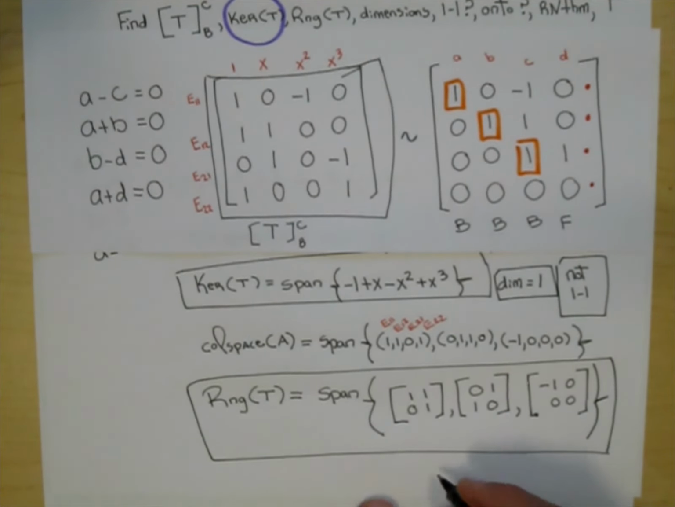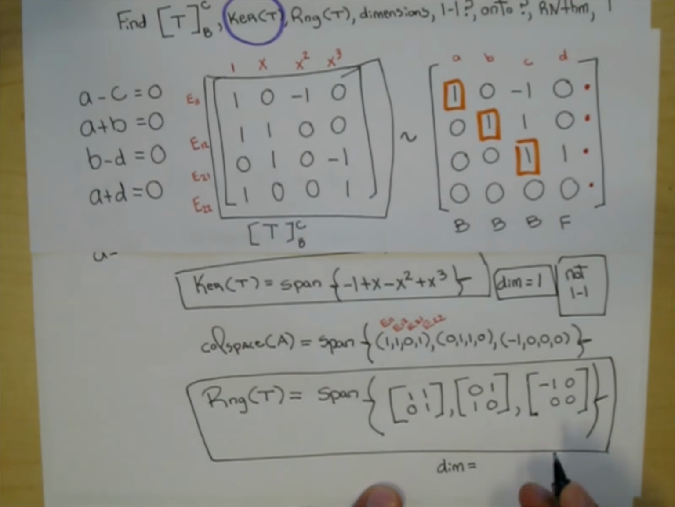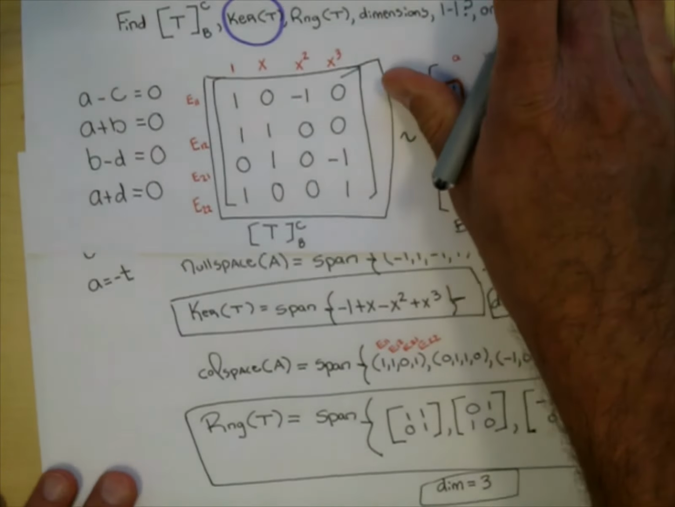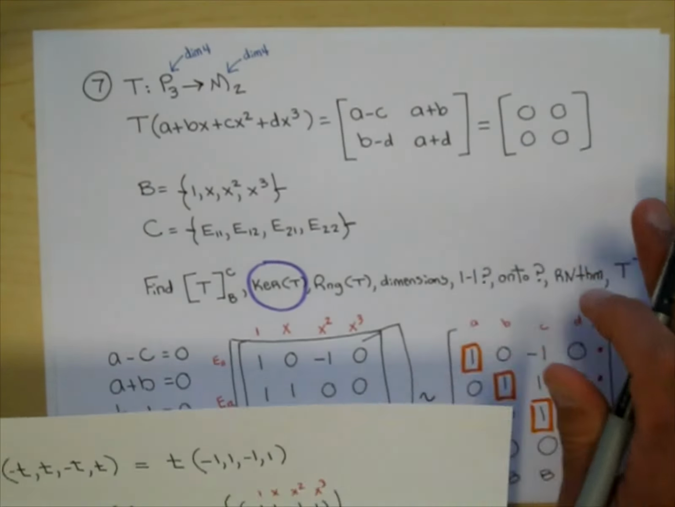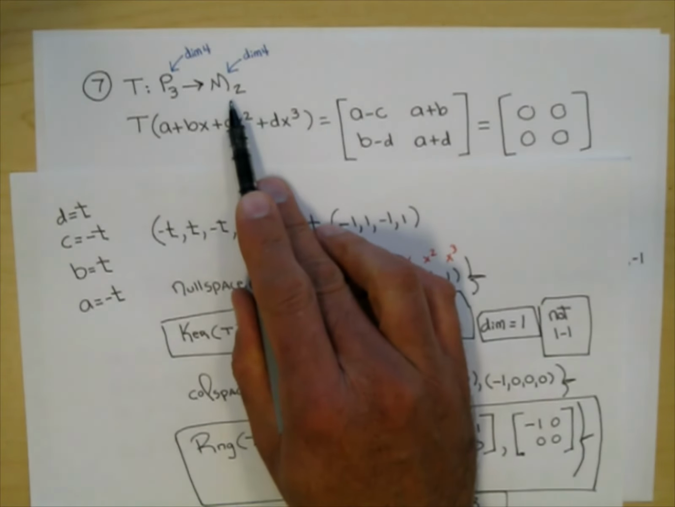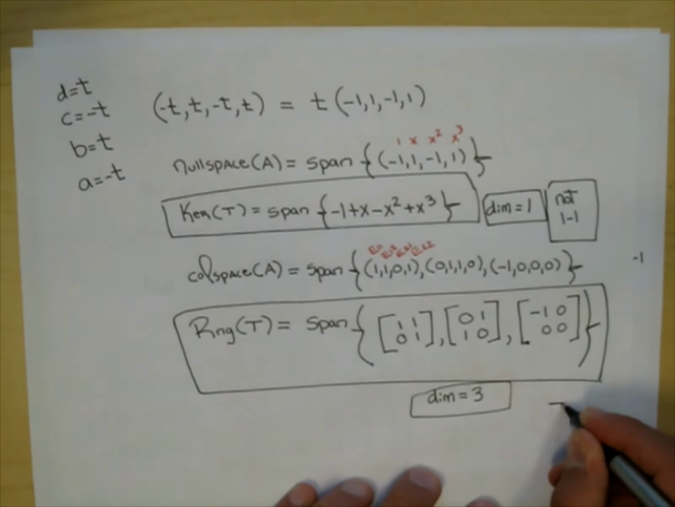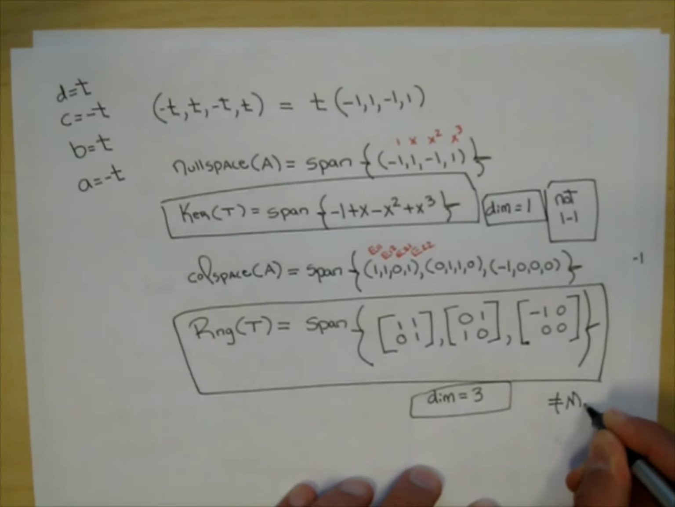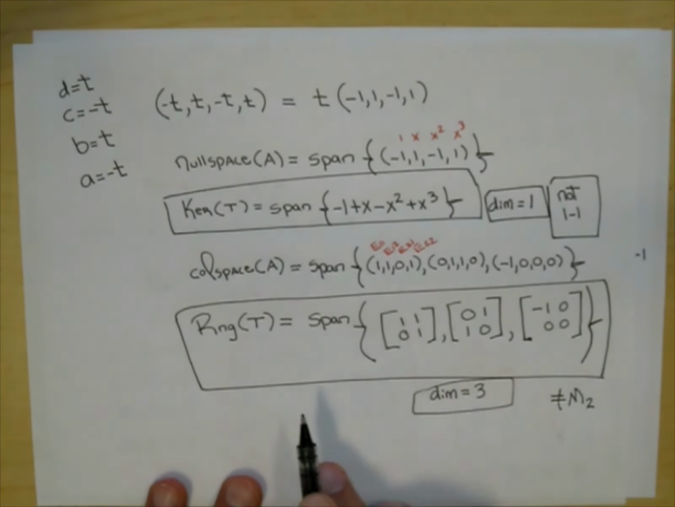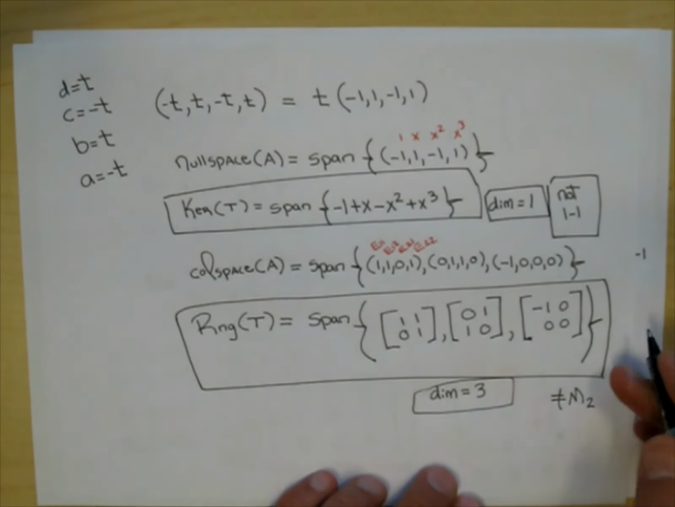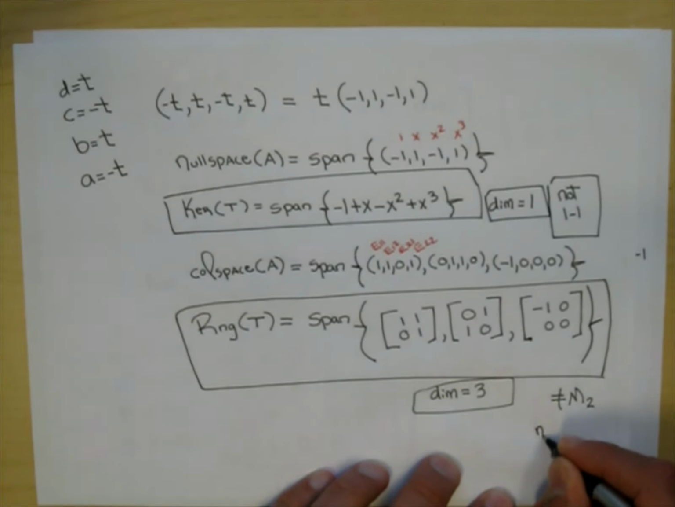So we knew the dimension of the range was going to be 3. Well, here it is. It's been verified. And the range, does that equal the codomain? Does it equal M2? This does not equal M2. Therefore, this linear transformation is not onto.